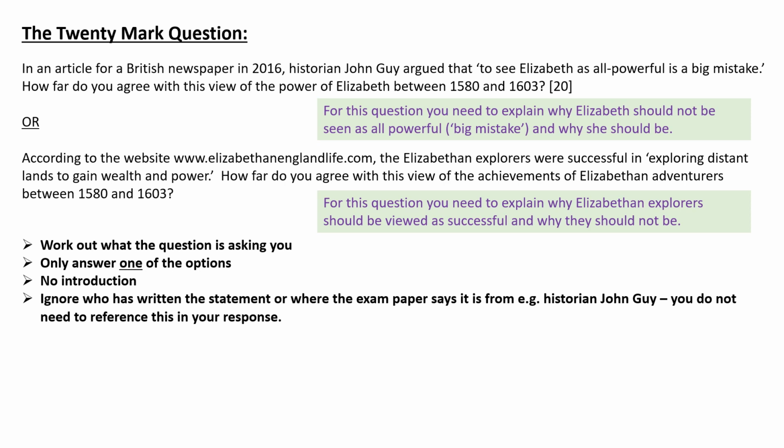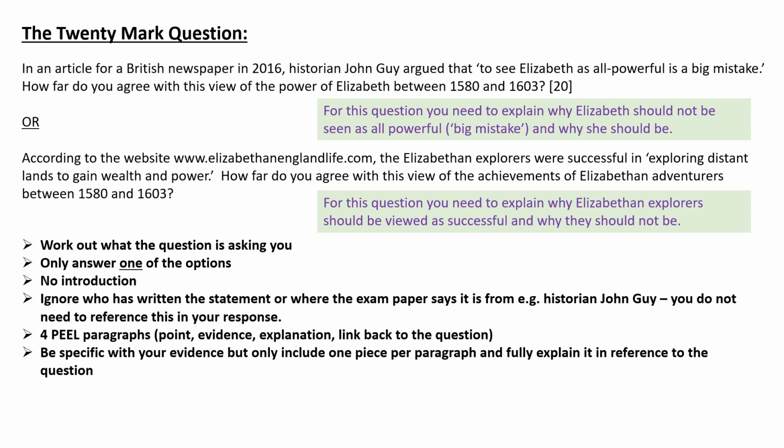What you need to work out is what the question is asking you, which, as I've said, you can see in the green boxes above. For this question, you would need 4 Peel paragraphs, so just a reminder again that that stands for point, evidence, explanation and linking back to the question. And you need to be specific with your evidence, but only include 1 piece per paragraph and fully explain that in reference to the question.